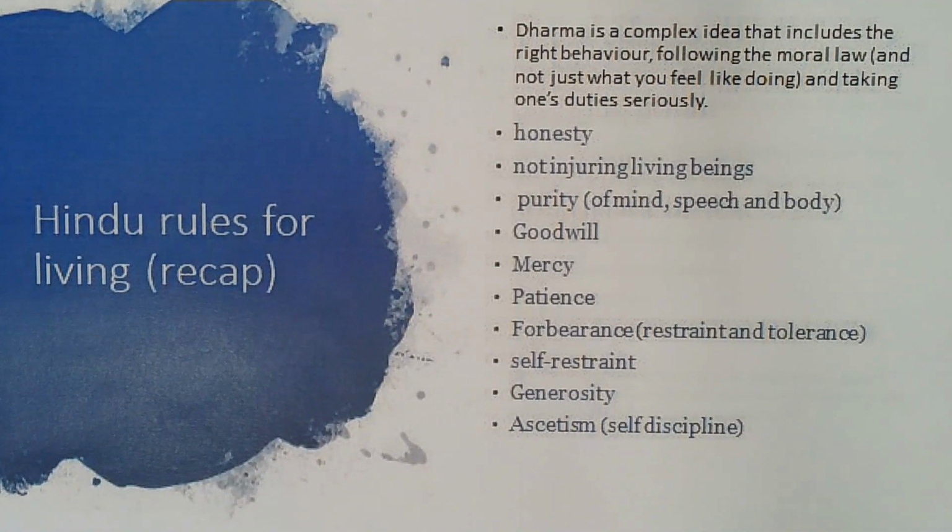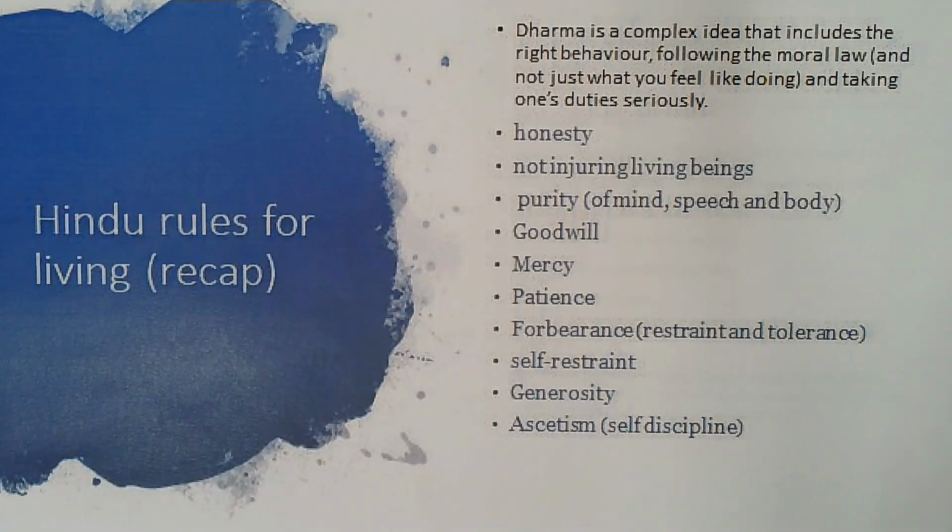So some of the duties that were included in dharma were honesty, not injuring living beings, so including animals and people, purity of mind, speech and body, that means keeping your body pure, your speech pure, so not swearing, and your mind free of thoughts that are not right. Goodwill, being kind to others, mercy, showing forgiveness, patience, you know what patient means, forbearance, which would mean restraint and tolerance.